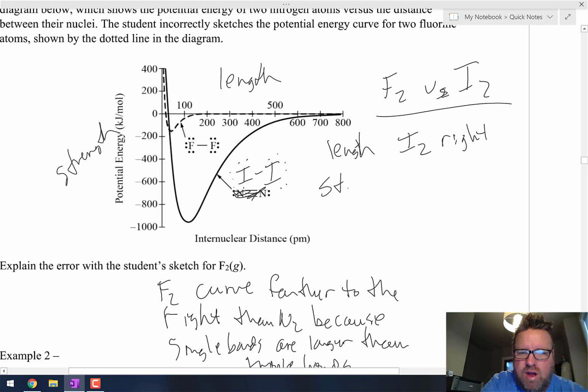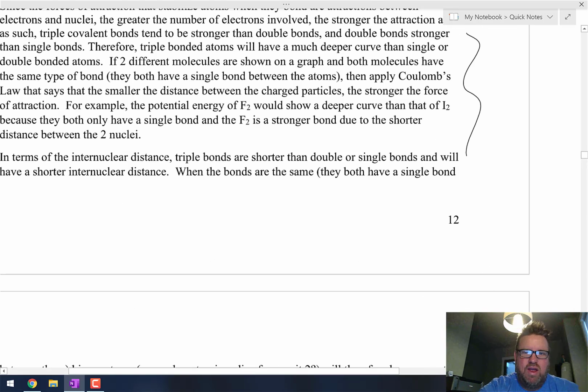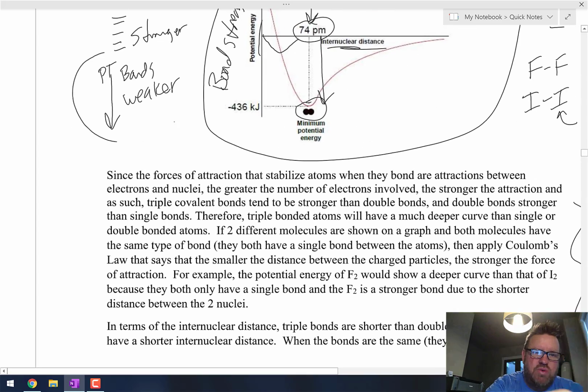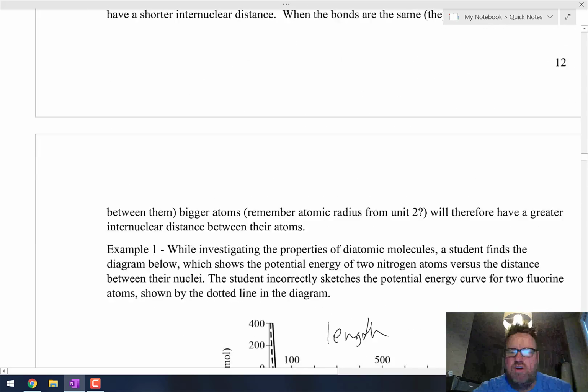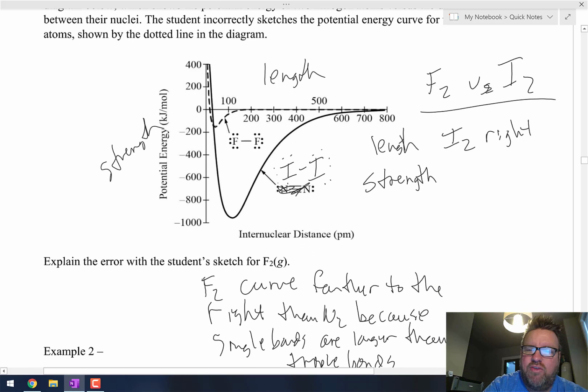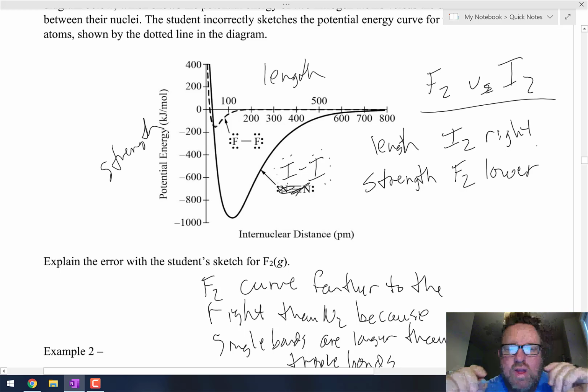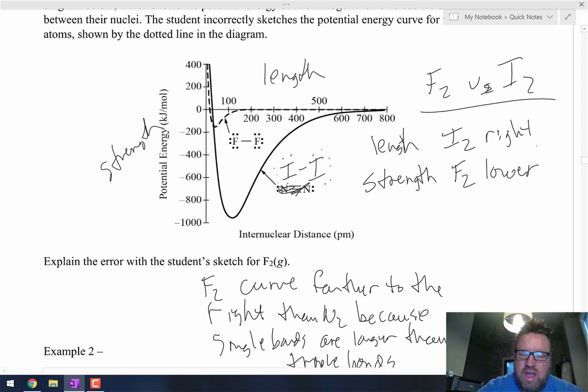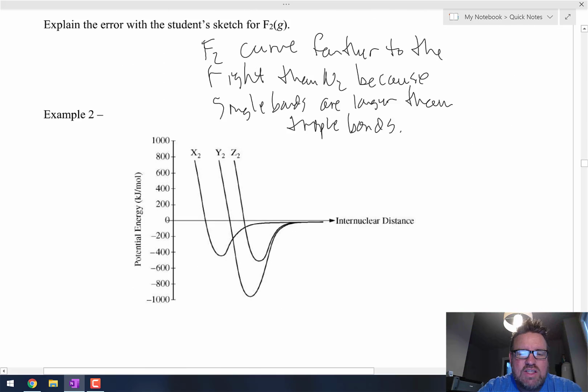Okay, and then in terms of bond strength, holy cow, I'm struggling today. In terms of bond strength, okay, because fluorine is higher up on the periodic table, as you go down the periodic table, if it's single bond and single bond, those bonds get weaker. Okay, so therefore F2 would be lower. The curve would go lower on fluorine than it would on iodine. Okay? Let's look at another example here.